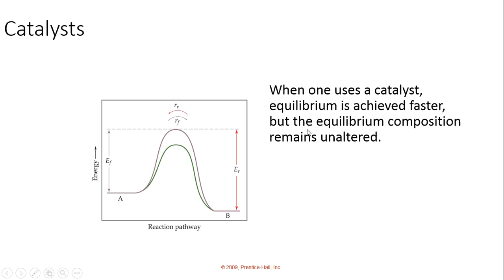And this is basically what I just said. When one uses a catalyst, equilibrium is achieved faster, but the equilibrium constant and composition remain unaltered.